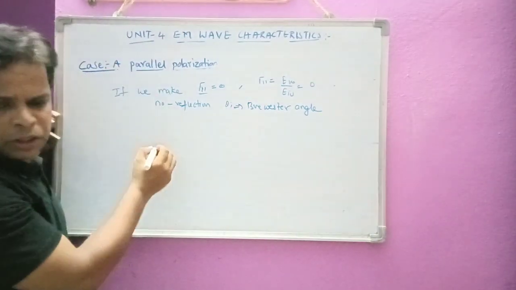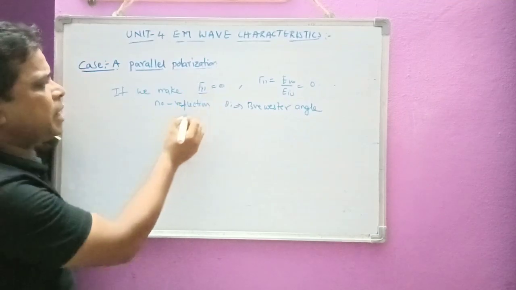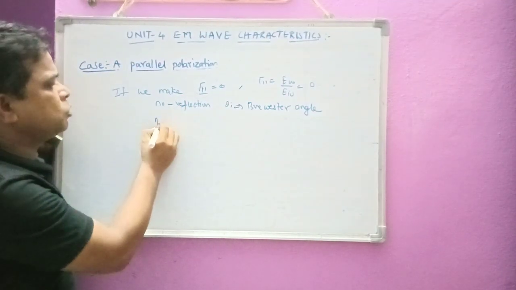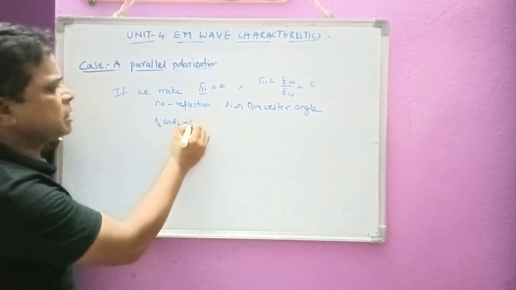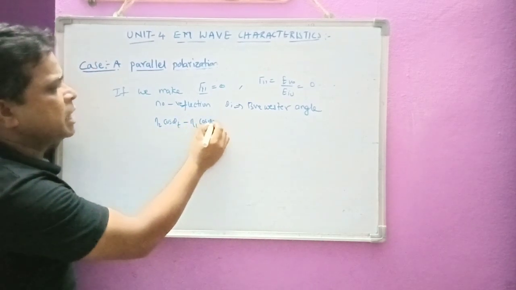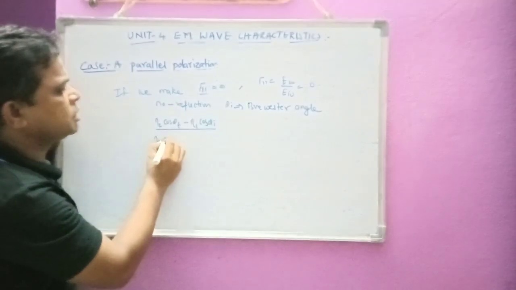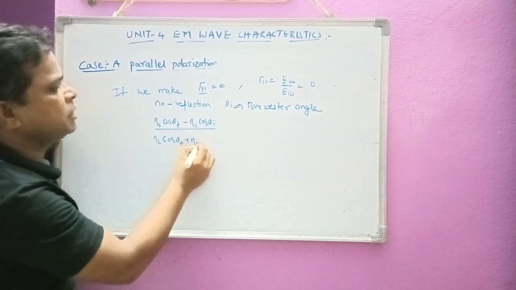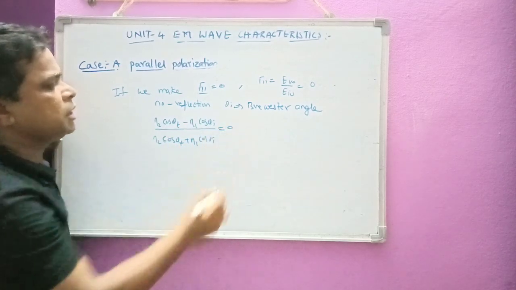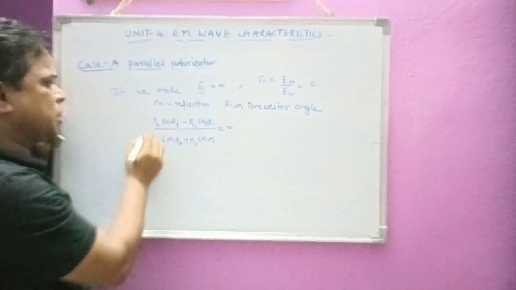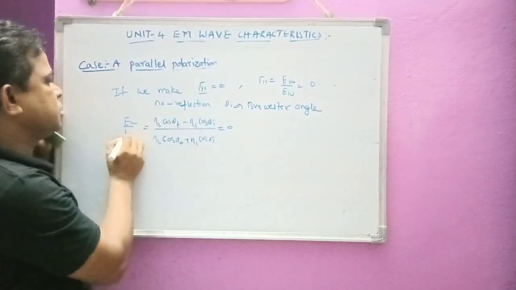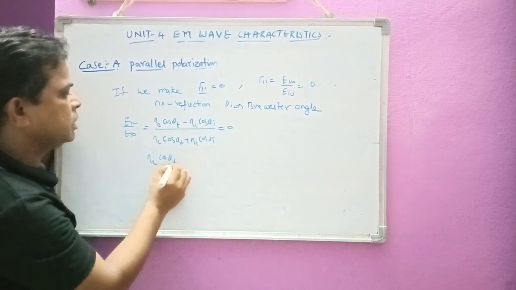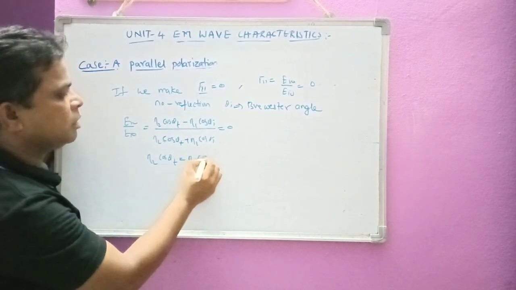Okay, so already we have got the equation for gamma parallel, that is (eta 2 cos theta t minus eta 1 cos theta i) by (eta 2 cos theta t plus eta 1 cos theta i). That will be equivalent to 0, so this numerator part will be equivalent to 0, since ER 0 by EI 0 is 0. So I can write here eta 2 cos theta t equivalent to eta 1 cos theta i.